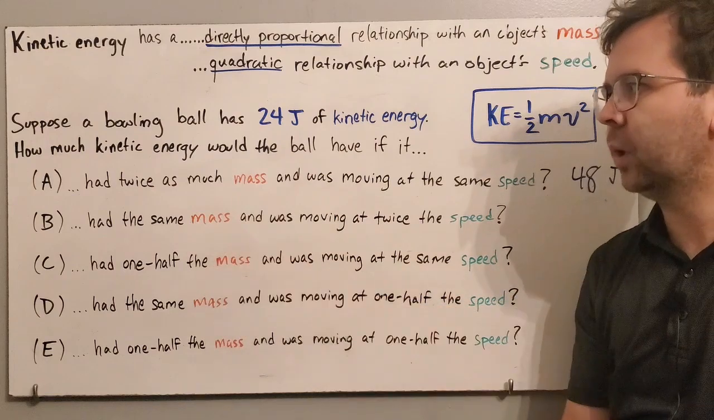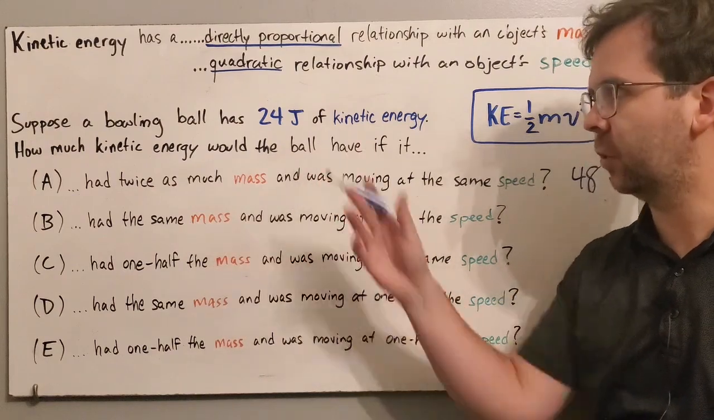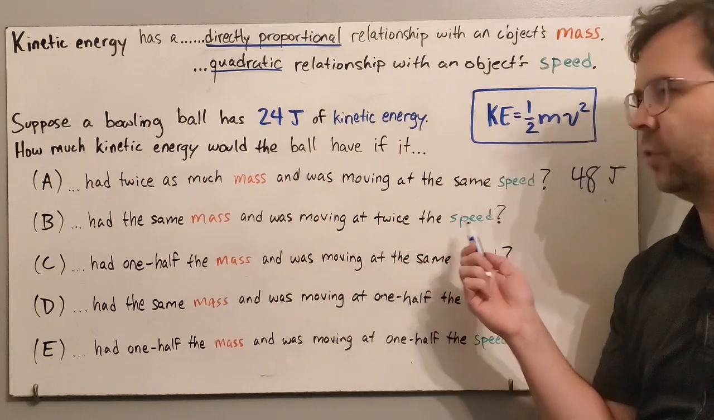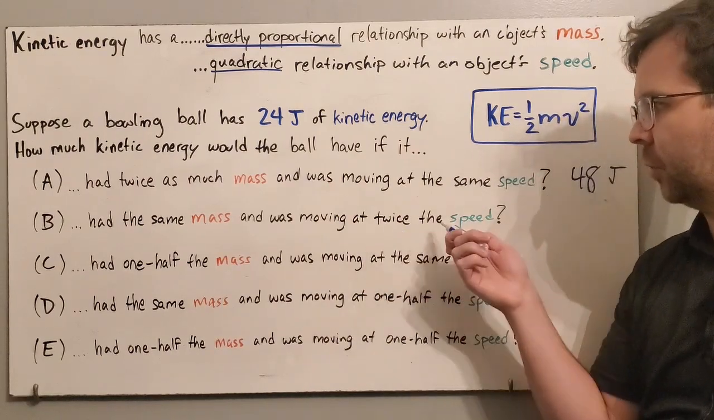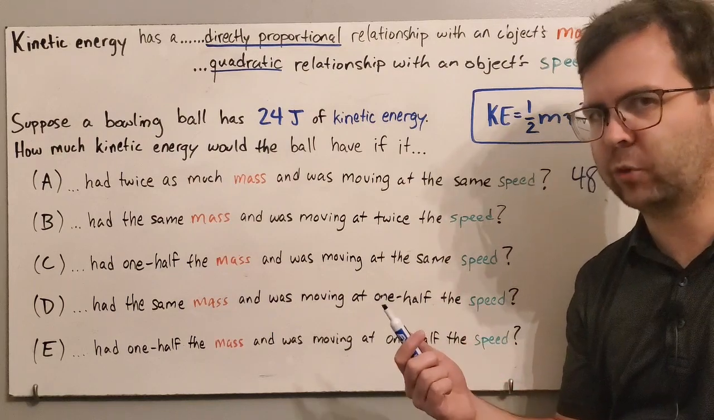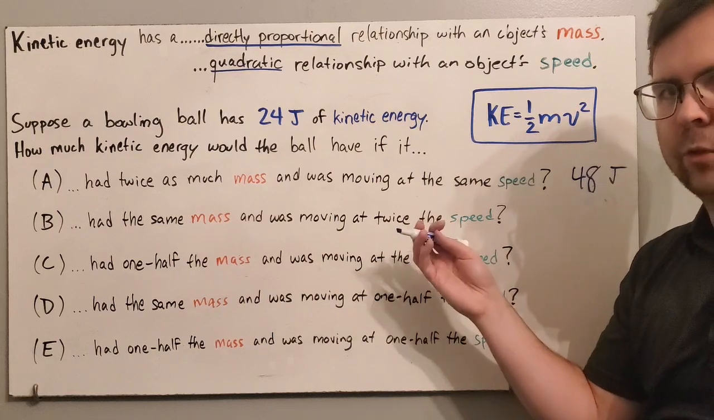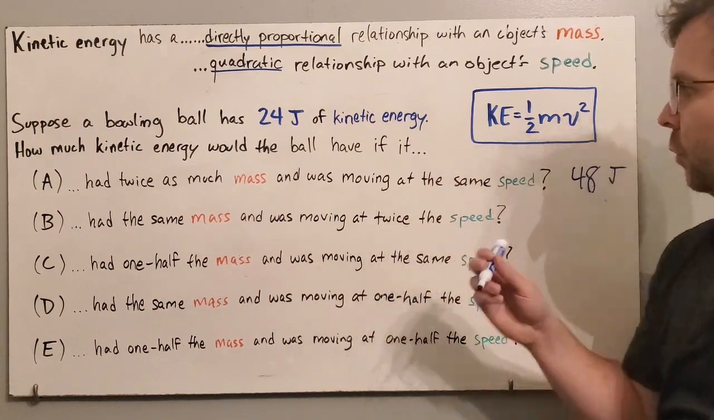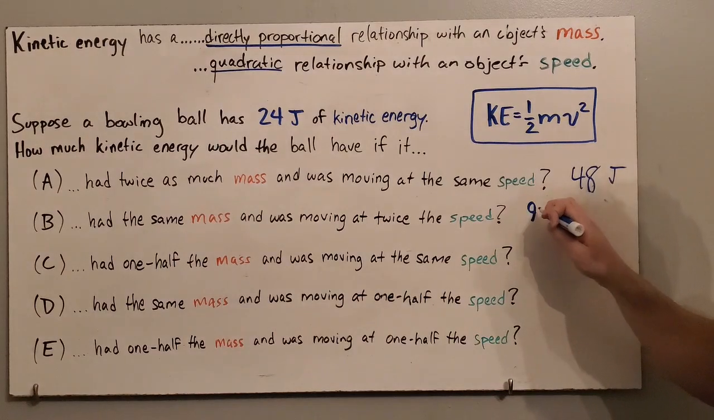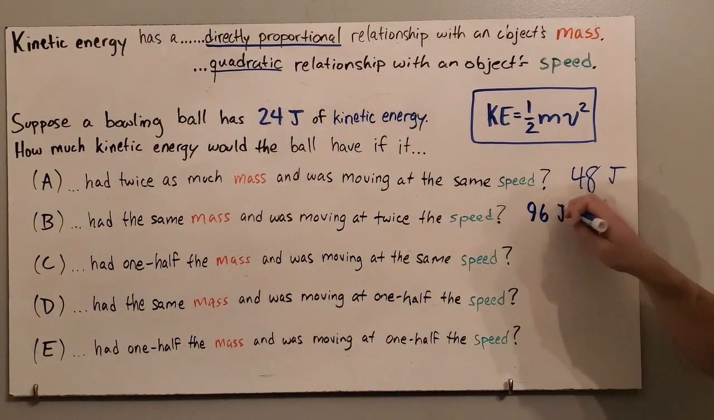For part B, what if it had the same mass as it did originally, but was moving at twice the speed? Okay, if we double the speed, like we said before, it's a quadratic relationship. So we're going to take the doubling and we're going to square it. So it'll be times 4. So 24 times 4 would be 96 joules.